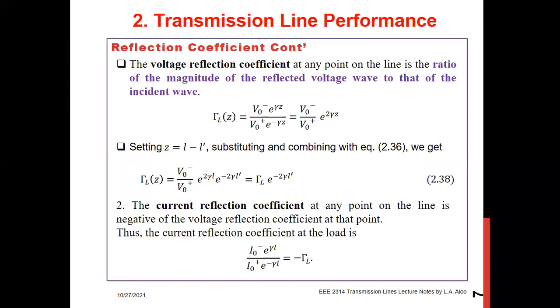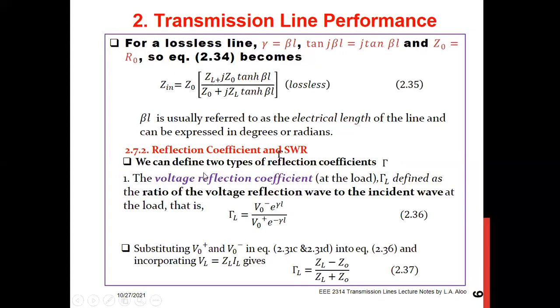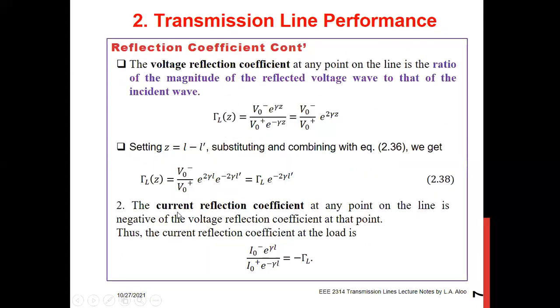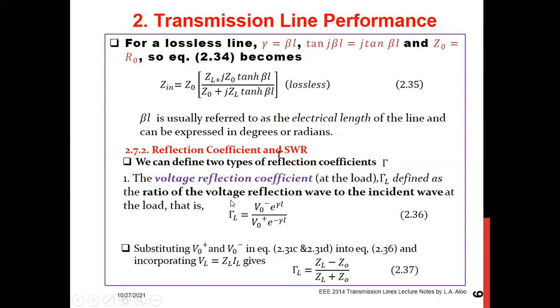So we have 2 reflection coefficients. There is one that is calculated on the basis of voltage, which we are going to begin by looking at. We call it the voltage reflection coefficient. The other one is defined on the basis of the current parameters. We call it the current reflection coefficient. The voltage reflection coefficient can also be defined at different positions along the transmission line.